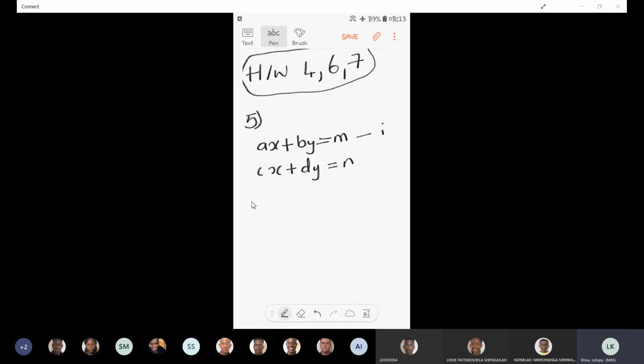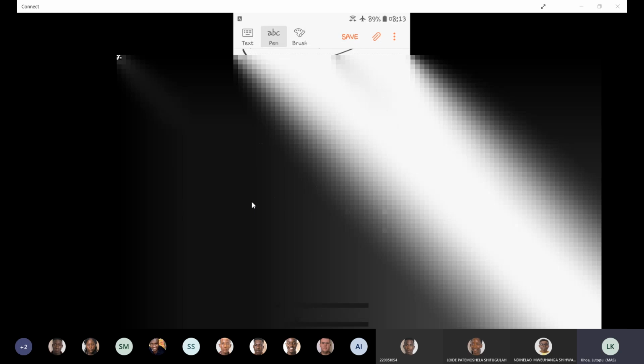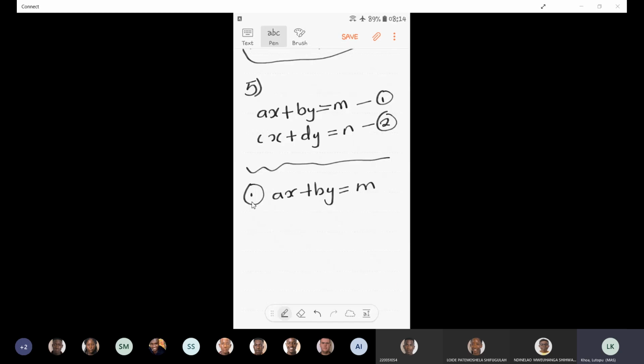So you have equation 1, and this is equation 2. I will make x the subject of the formula in equation 1. So I will just rewrite it: ax plus by is equal to m. I want to make x the subject of the formula so that I substitute that into equation number 2. So I have ax equal to m minus by, and then I divide by a throughout. So x is equal to m minus by over a. This is my value of x, and I'm going to substitute it over there and solve for y.